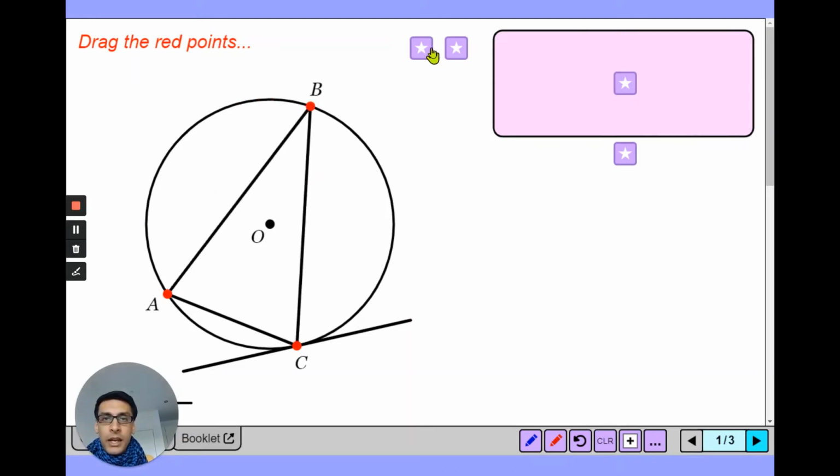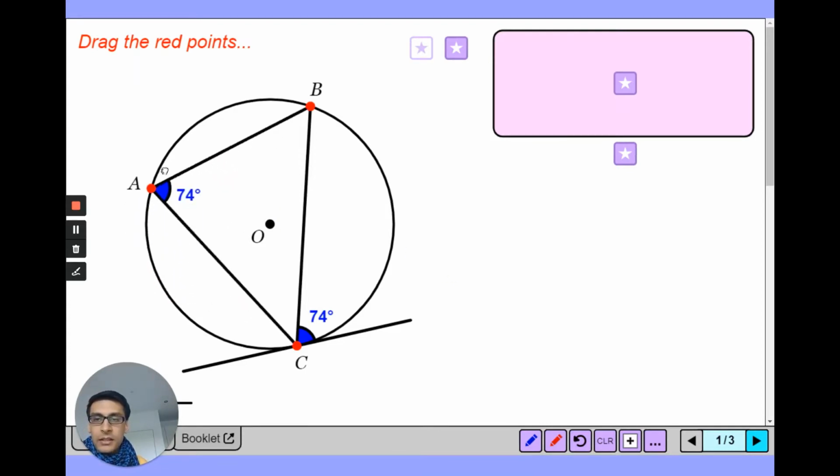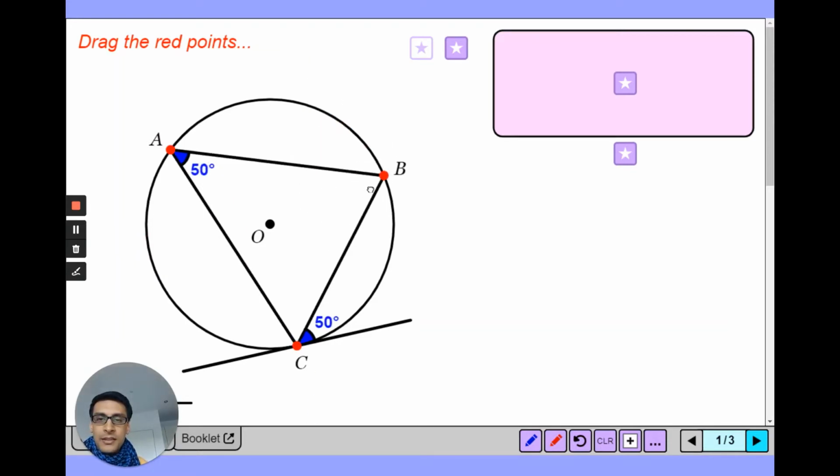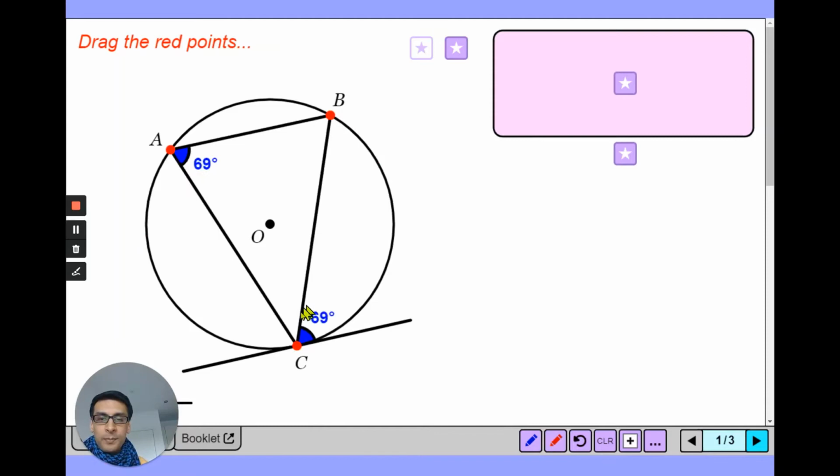Now, here I'm going to show you two angles, and what you're going to see is this angle here, angle A, stays the same as this angle here. And you can also see this angle here stays the same as that angle there. So let's look at what this means in terms of circle theorems.